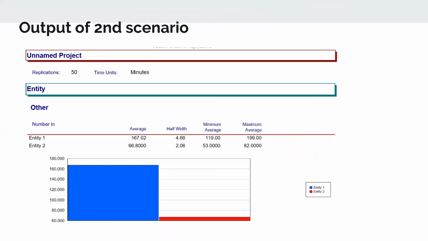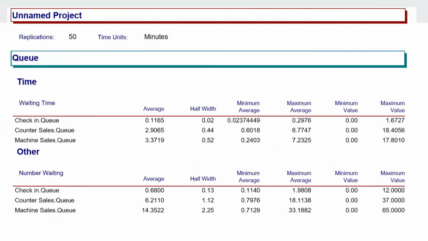In the second report, there are about 233 customers enter the system. The average waiting time for check-in queue is about 0.12 minutes. The average waiting time for counter sales queue is about 2.91 minutes, and the average waiting time for machine sales is about 3.37 minutes, which reduced a lot comparing to the first scenario.